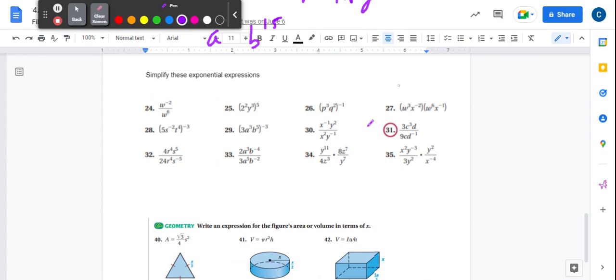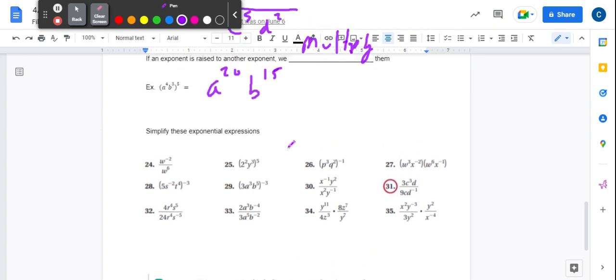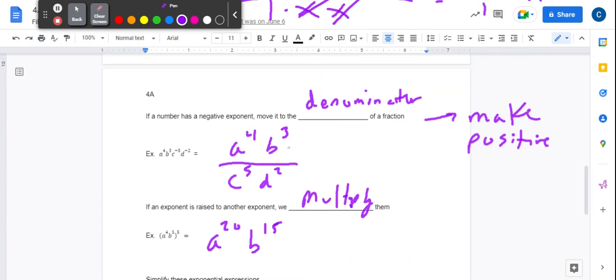And you guys can go ahead and do these. The rest of these problems here should be pretty simple. Probably review from Algebra 1, but good to get a refresher and make sure that we're good here.